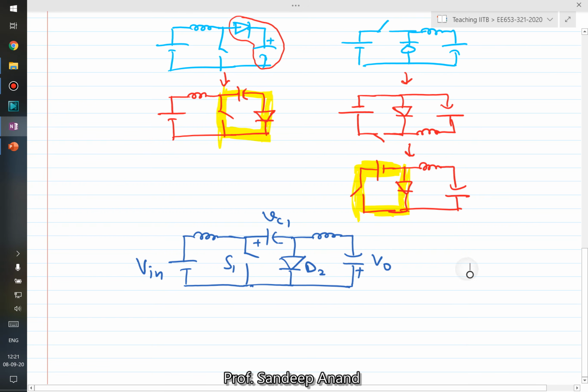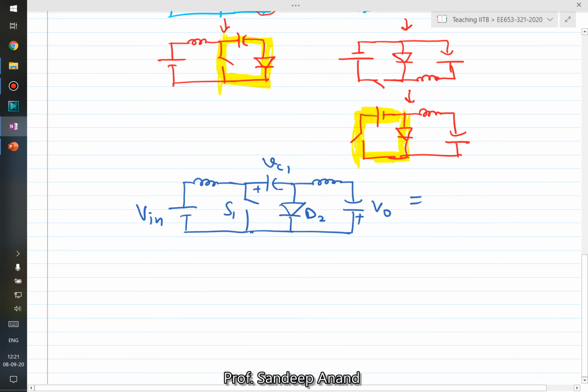If you see, this circuit has a name. It's called the Cuk converter. Sorry, it's pronounced as Chuk converter.